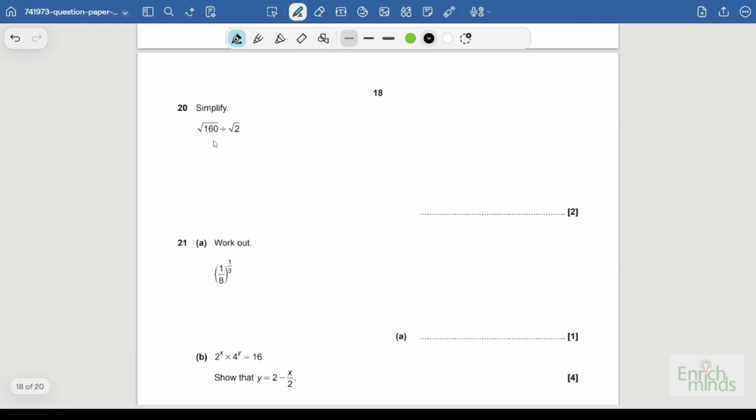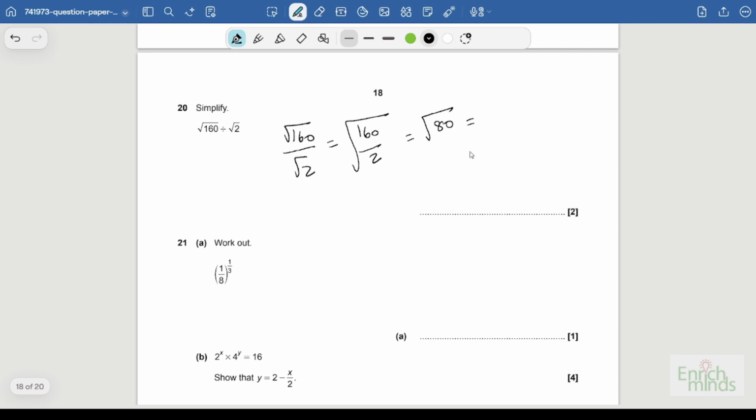Simplify under root 160 divide by under root 2. So root 160 divided by root 2 is equivalent to the whole root 160 over 2. So now I can simplify this fraction. 2 goes into 160, 2 8s are 16. So it's 80. Under root 80.